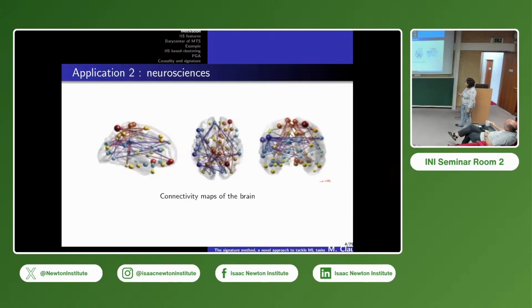Another nice application is neuroscience. It is known that if you are considering brain connectivity, there are several areas in the brain. Some are related, for example, to language, to vision, and some people are studying the connectivity within the different areas of the brain.